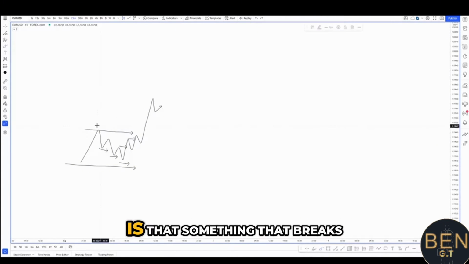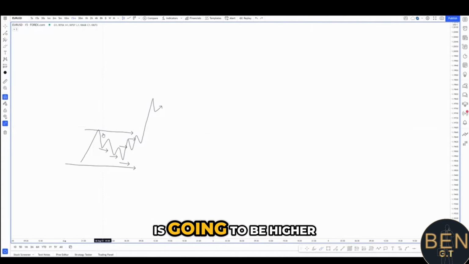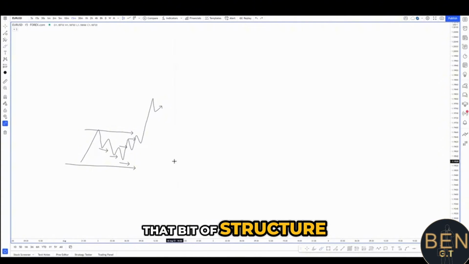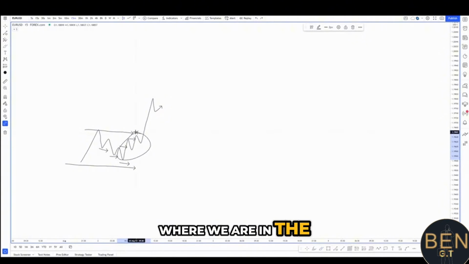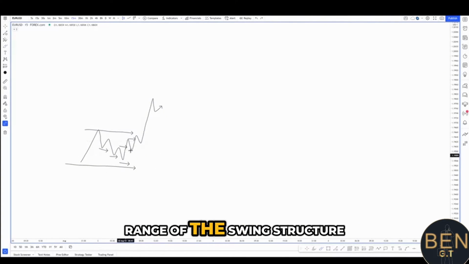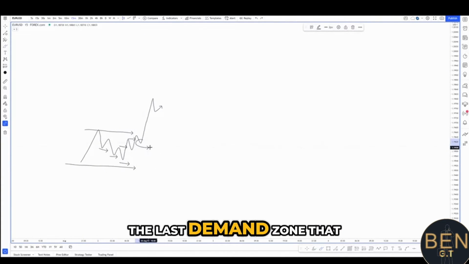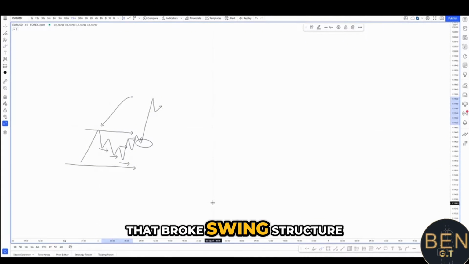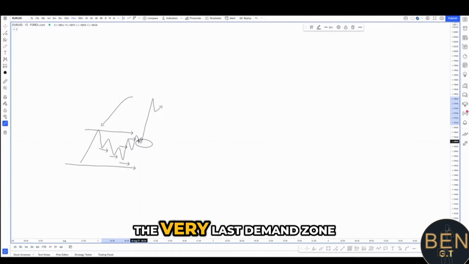Now, what I had said earlier is that something that breaks swing structure is going to be higher probability in terms of the overall strength that it takes to break that bit of structure. But one thing we should also take note of is where we are in the leg of price. Now, what I mean by that is if we look at the range of the swing structure and look at where the last demand zone that was created that broke swing structure, we can see that it's the very last demand zone, the very top demand zone.